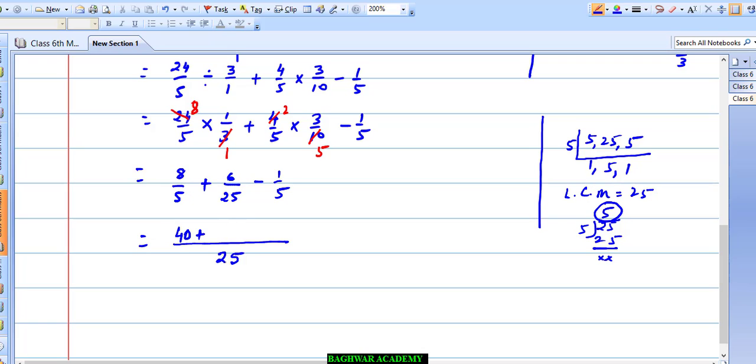What we did with 8 by 5, the same thing is required to be done with 6 by 25. So if you are dividing this 25 with this 25, we will get 1. 1 into 6 will be 6. Again the same repetition will be there. This 25 is required to be divided by 5. So we will get 5 5 is 25, 5. And this numerator 1 we have, 1 into 5 will be 5. So finally we have got 46 minus 5 by 25, and that means we will get 41 by 25. So it means it will be 1 whole 16 by 25, and this is your answer.